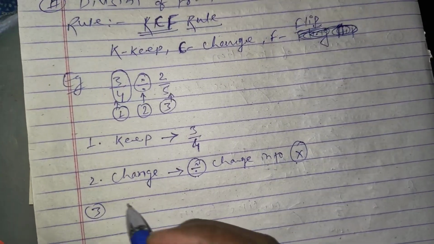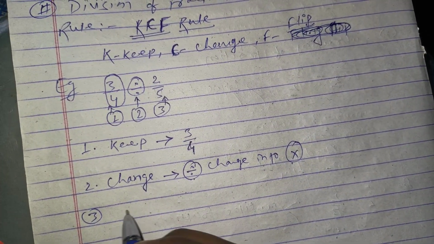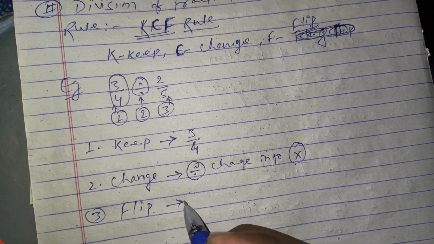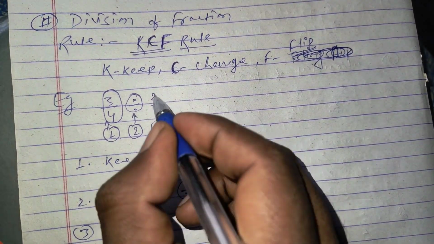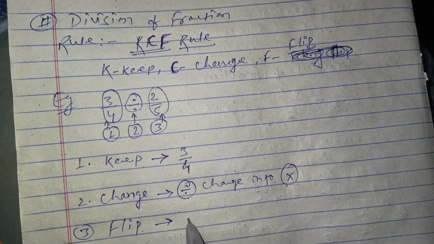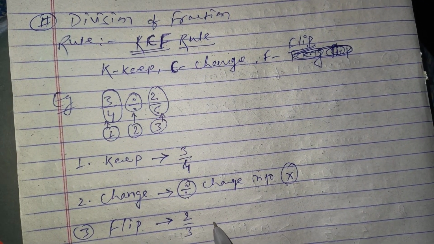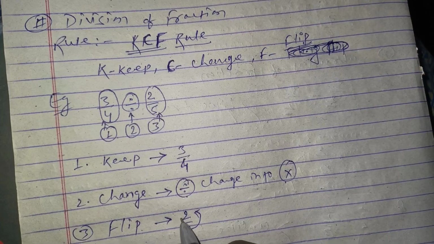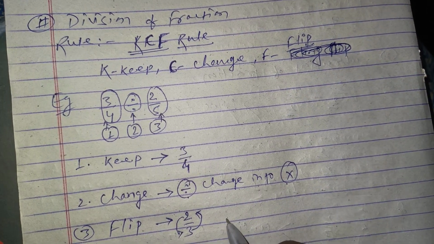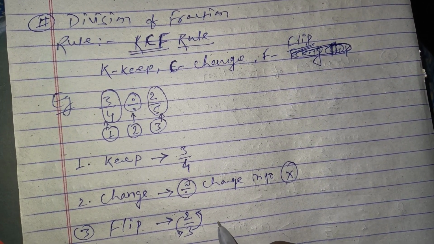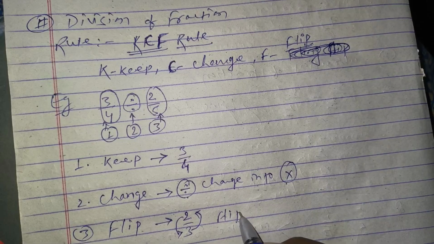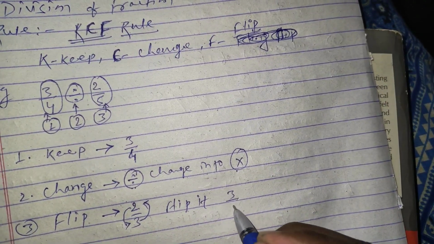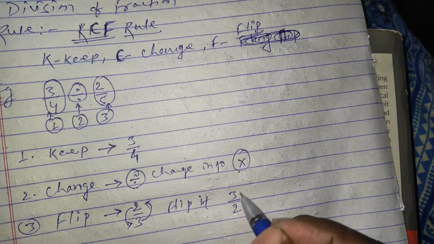And third is flip. F means flip, means turning this. The third term is 2 by 5. Flip means the top goes to the bottom and the bottom goes to the top. So how to flip it: that is 5 by 2, just turn it, just make it opposite.